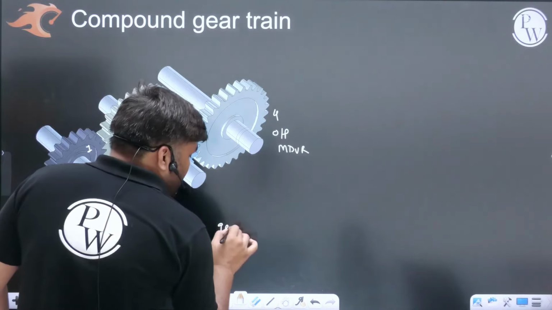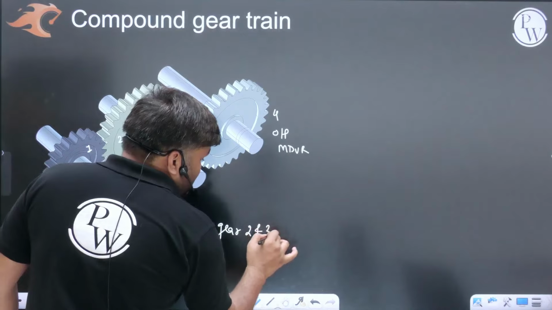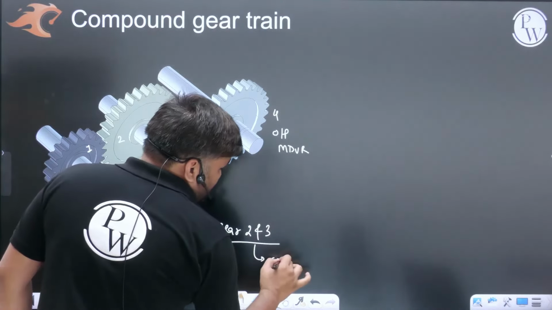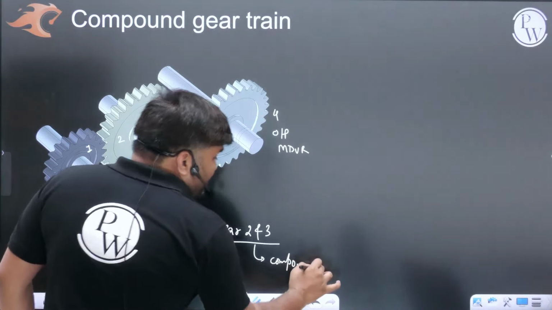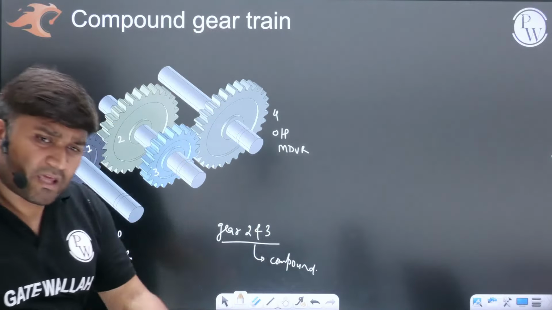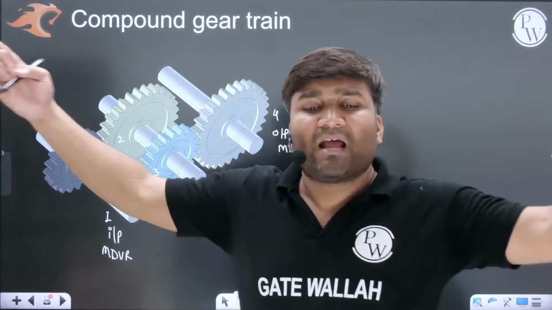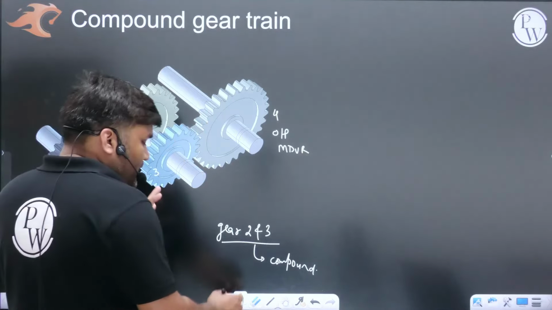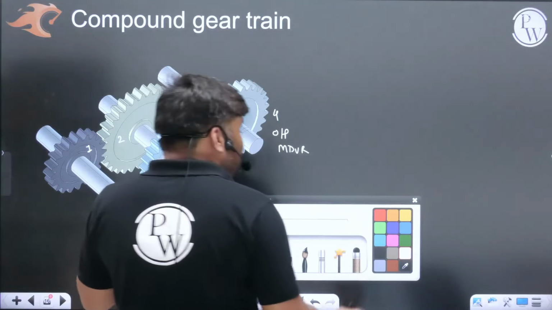Gear 2 and 3 are compound. And if in your entire gear train, even if you have one shaft which is having compound gears, this entire gear train will be called as compound gear train. What gear is compound? Sir, those gears which are on the same shaft are known as your compound gears. Clear now? Gear 1 is driving 2, 2 and 3 are on the same shaft. Now 3 is driving gear 4. This is something which is known as compound gear train.